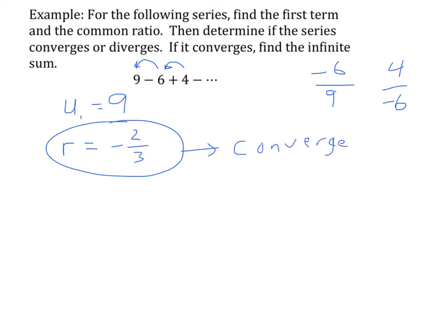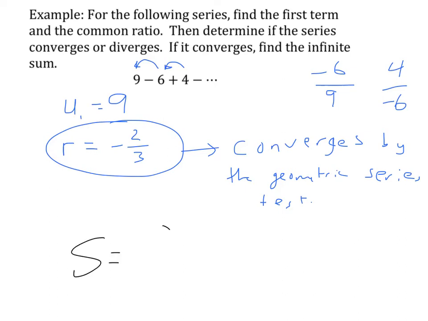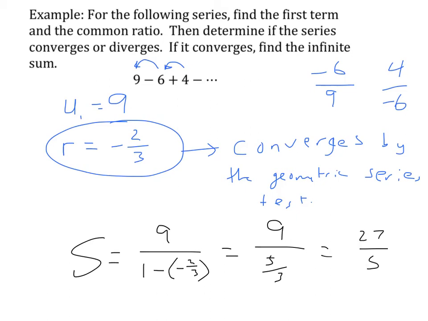And we want to say it converges by the geometric series test. Now, if it converges, find the infinite sum. So the sum will be 9 over 1 minus -2/3. That's 9 over 5/3. If we multiply top and bottom by the reciprocal of the denominator, we'll end up with 27/5. And so that is our infinite sum. If we were to add this entire thing up to infinity, it would get me to 27/5.